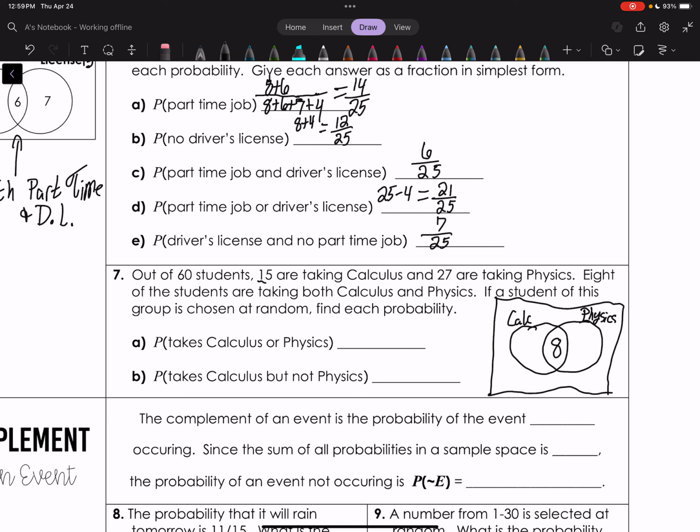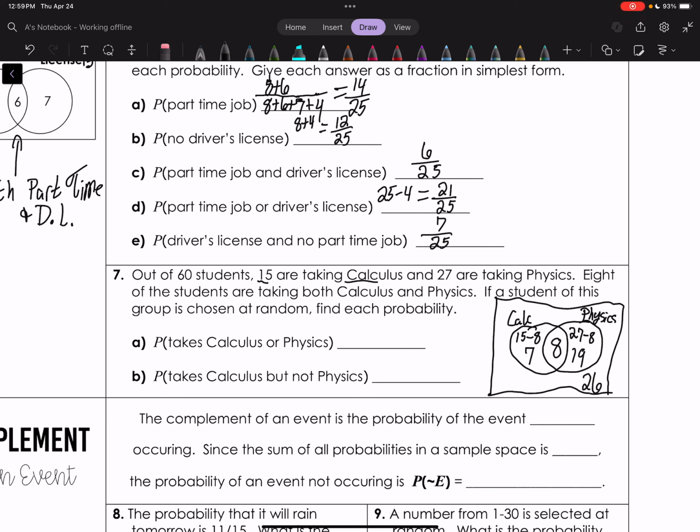Because if I have 15 taking calculus, I'm already using those 8. So for calculus, I'm going to do 15 minus the 8. And that's going to give me 7 students in calculus. For physics, I'm going to be doing the 27 minus 8. And that's going to give me 19 students taking physics. Now, if you add these up, 15 plus 27 out of the total 60 will leave me with 26 students in neither physics nor calculus.